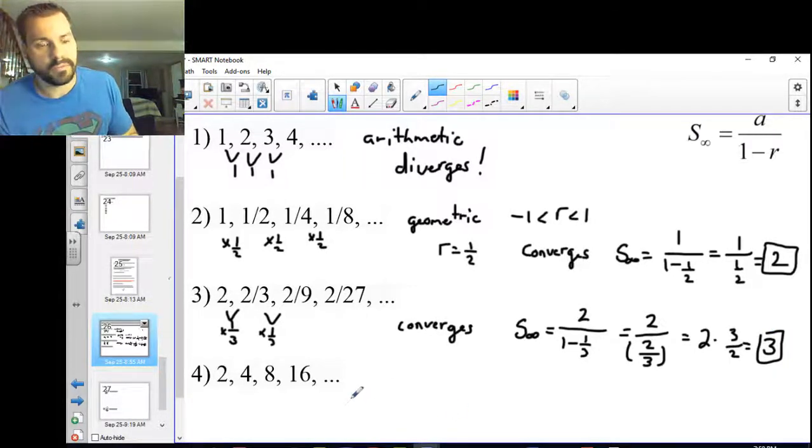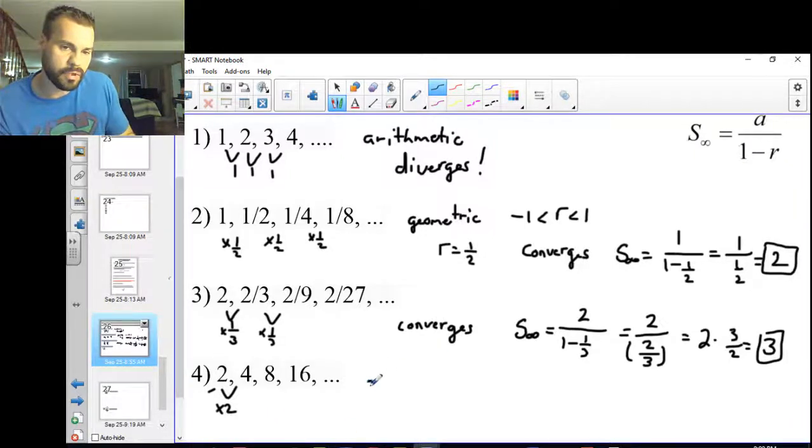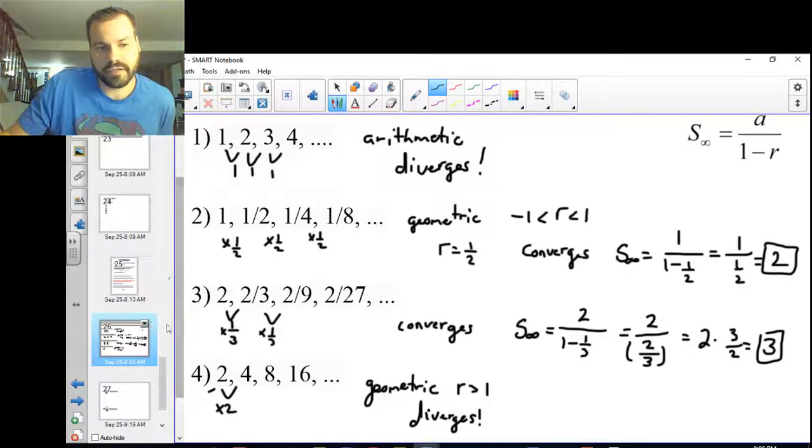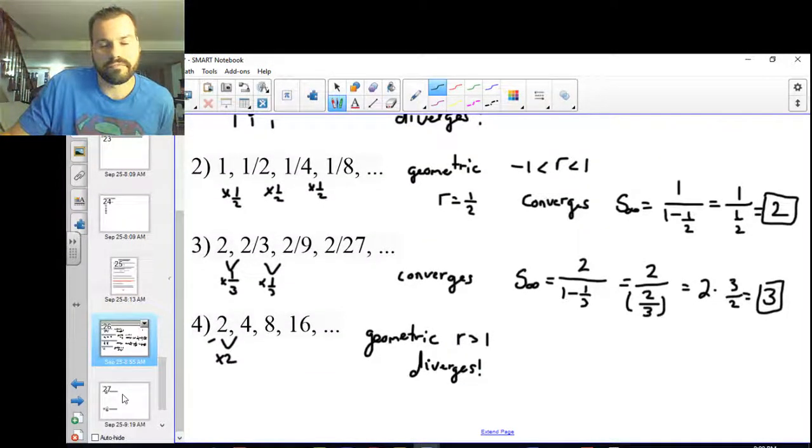And then this guy, it's geometric, but you're multiplying by 2, which means r is bigger than 1, right? So it's geometric with r bigger than 1. And if it's geometric with an r that's bigger than 1, we say it diverges. All right? So that's the idea behind converging and diverging series.